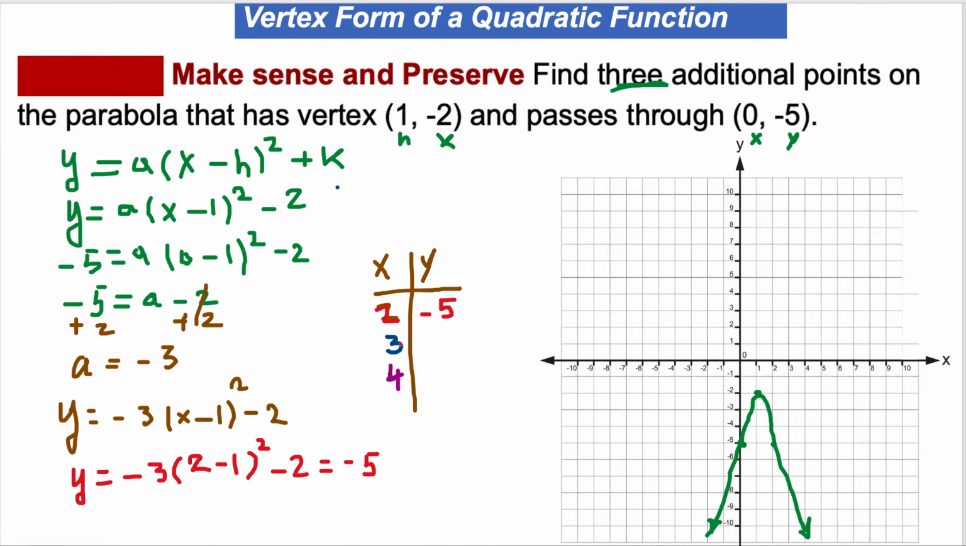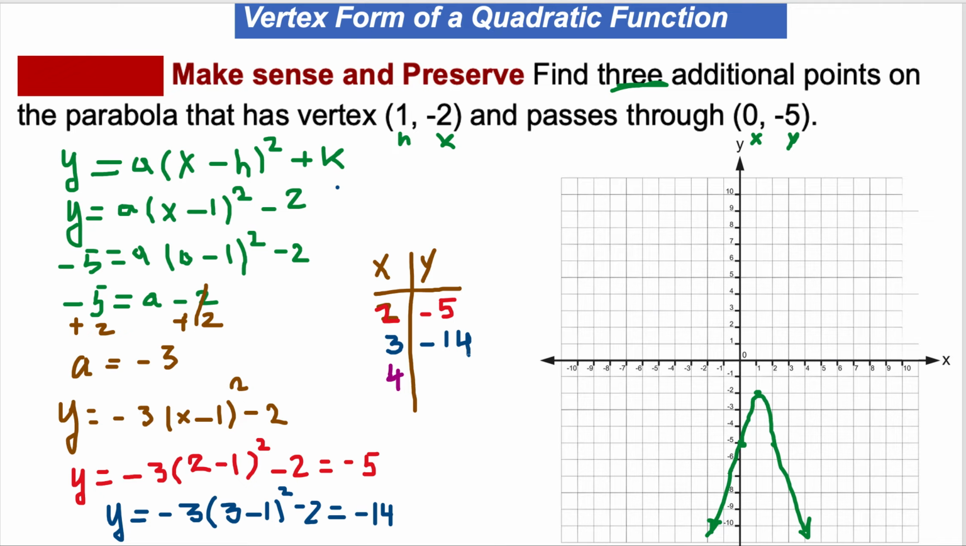I found this. And now I'm plugging in 3. Let me take a different color here. y, let's say, is minus 3 times (3 minus 1) squared, minus 2, where instead of the x, I'm plugging in 3. And I'm going to see what happens. 3 minus 1 is 2. 2 squared is 4. 4 times negative 3 is negative 12. And negative 2 here makes negative 14. I hope I didn't make any mistake in the calculation. So this is negative 14.